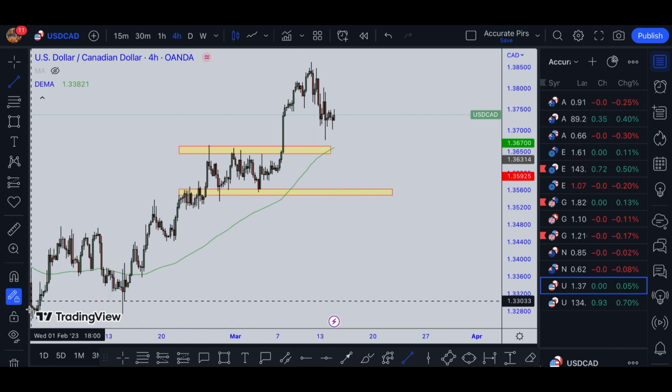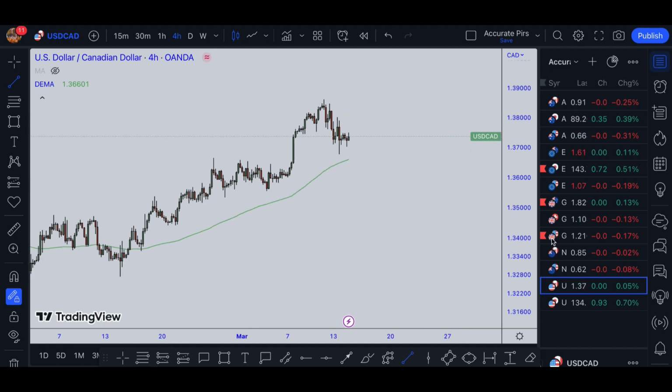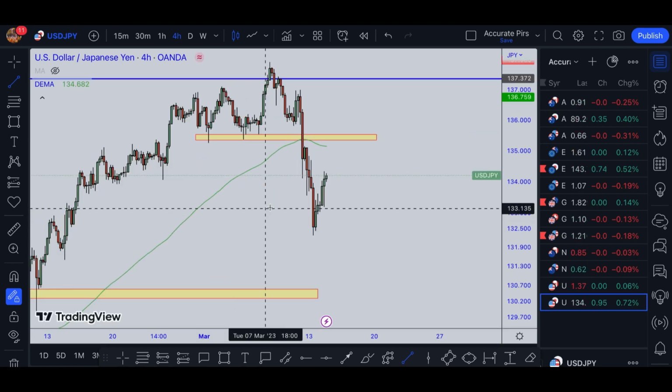Yet again, I am not seeing anything on USD CAD, so we're going to skip past that. You can see it is trending towards the upside, not finding any real support and resistance. Let's move on to USD JPY.